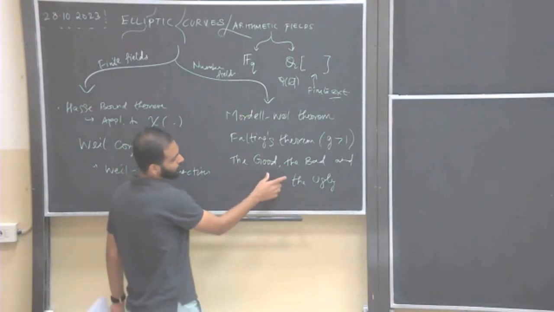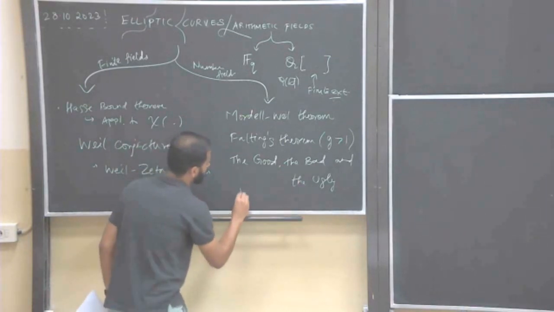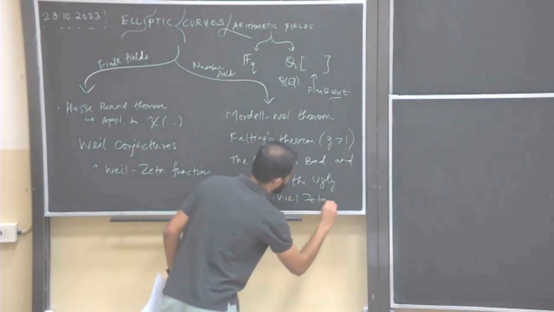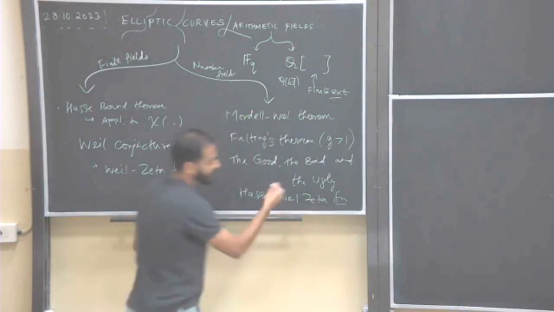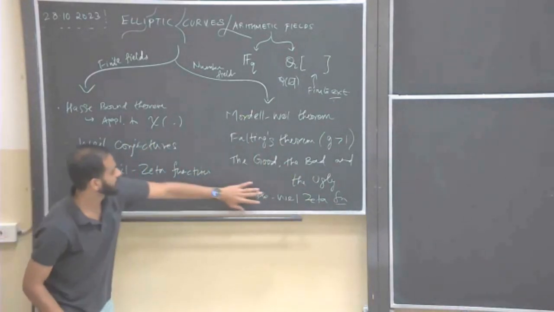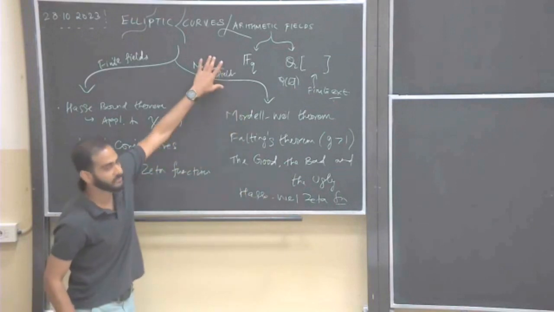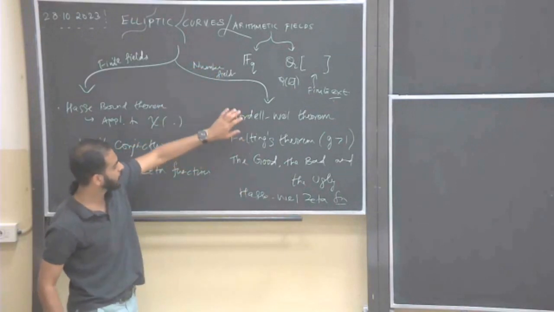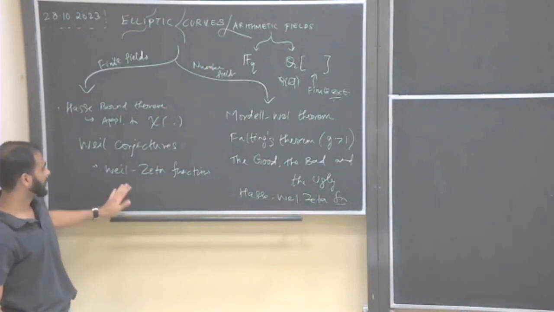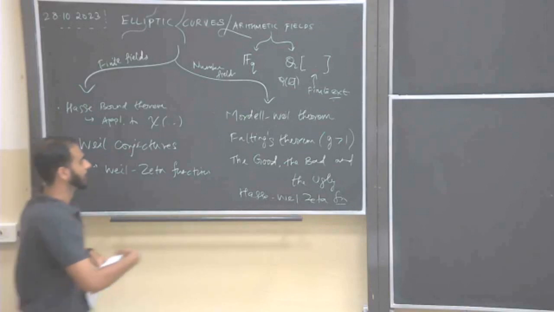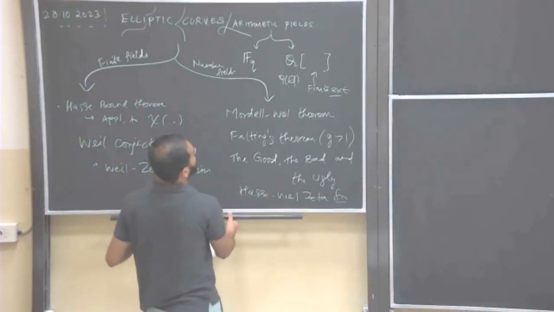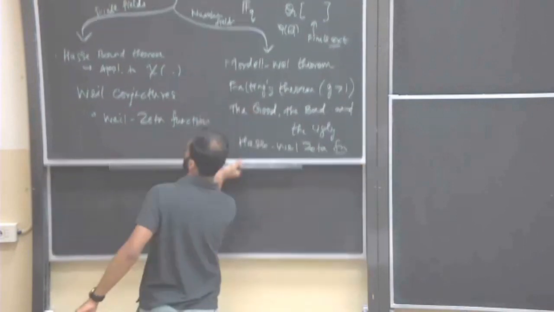I would say why we do this is that we are going to define what's called the Hasse-Weil function, which is a counterpart of the Weil function we already have. The Hasse-Weil function is for number fields, for abelian varieties over number fields. So we need this to define a Hasse-Weil function.